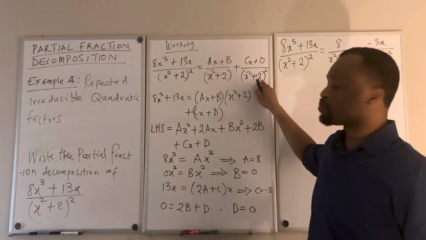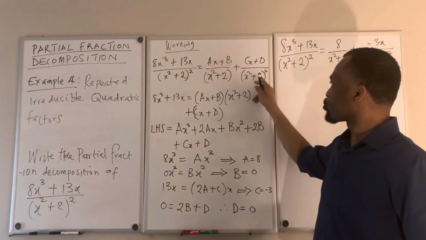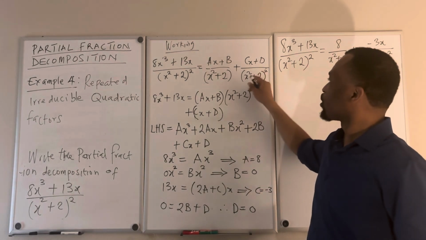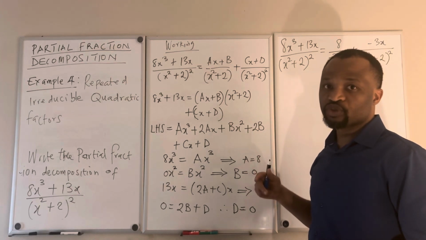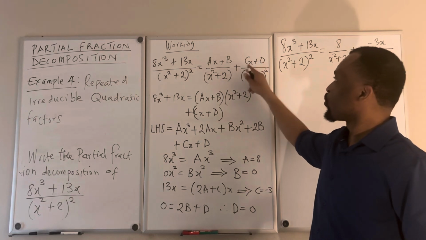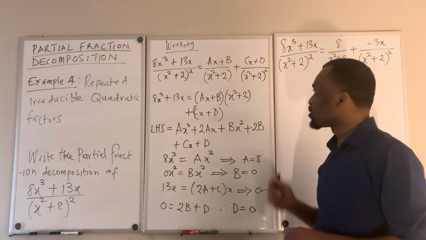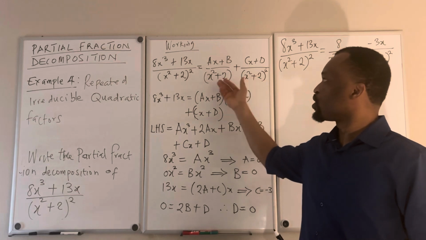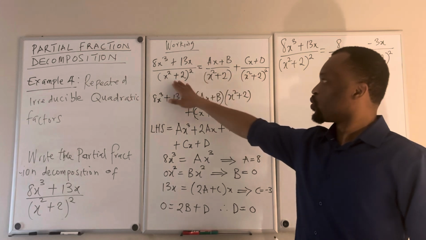For the second factor, (x^2 + 2) raised to the power 2, the numerator would also be a linear function. We'll put in Cx + D, where C and D are the unknowns that we need to find. With that said, we go over to taking the common denominator, or LCM, which will bring us back to this.